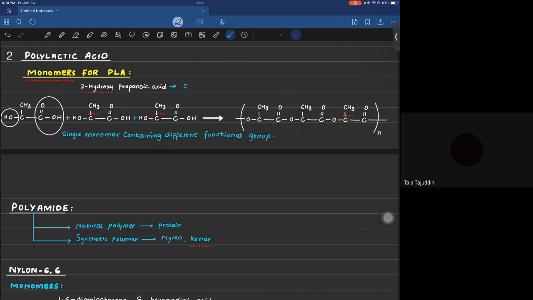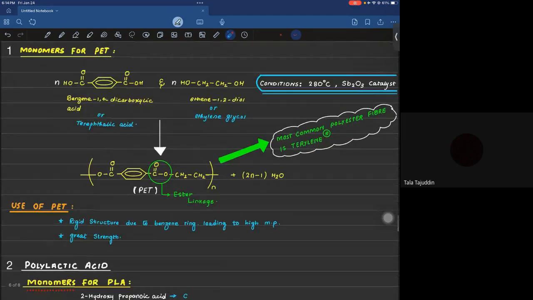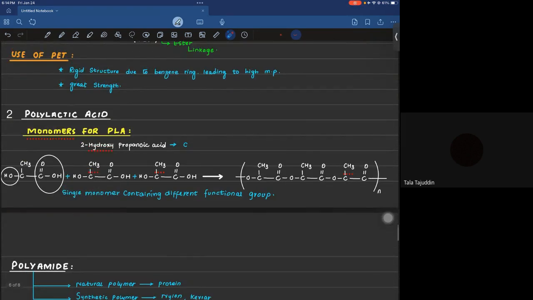So now you have more than one ester linkage. That's why I would say that this is your polyester. Okay, this is your polyester. So this is another polymer in which we can see the linkage is an ester linkage. So basically, we have two polymers that have ester linkage that I told you. The first one is terylene, and then you have PLA.